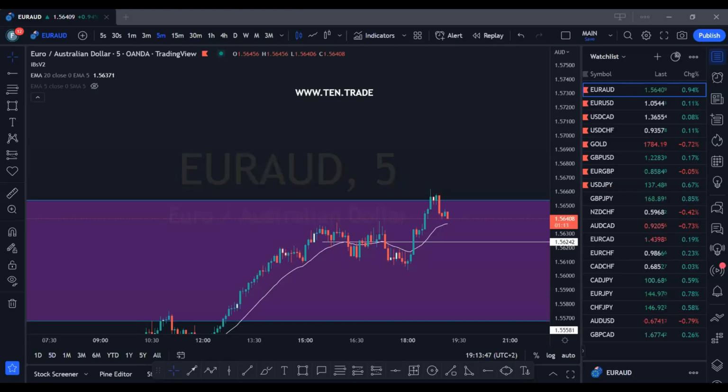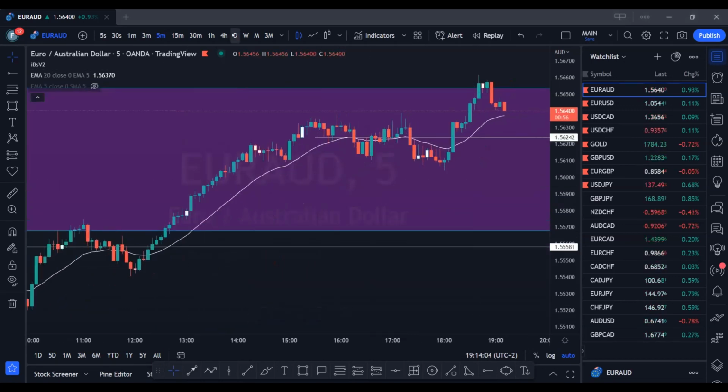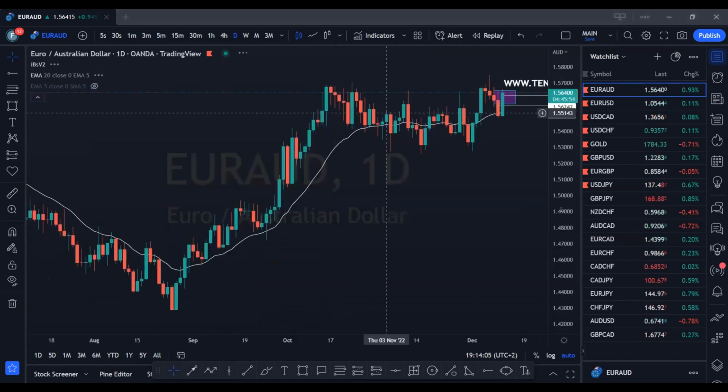So after this, we'll do AUD card and gold. We analyzed gold last night. Gold is actually playing out our analysis, but let's do Euro AUD first. So Euro AUD, as always, it makes sense when you are trading.